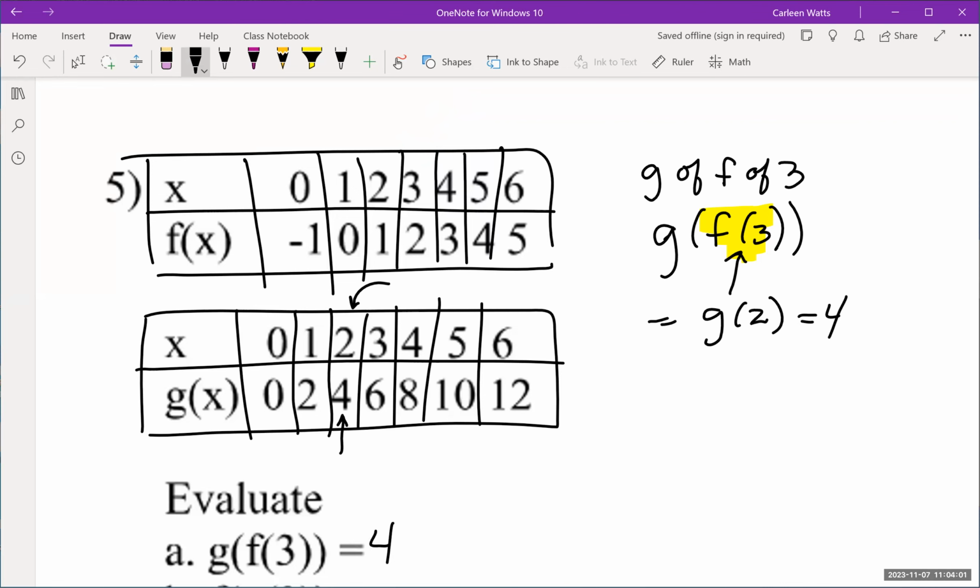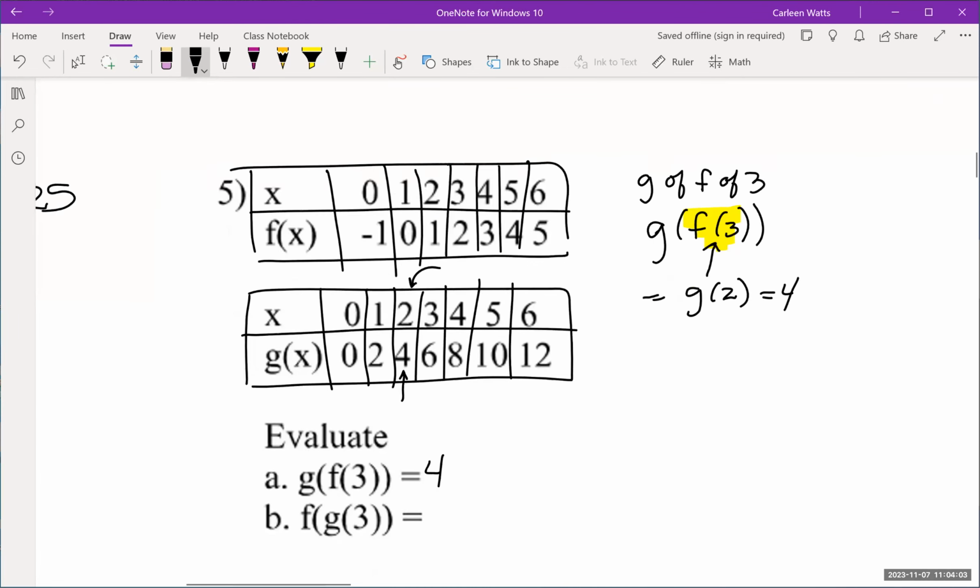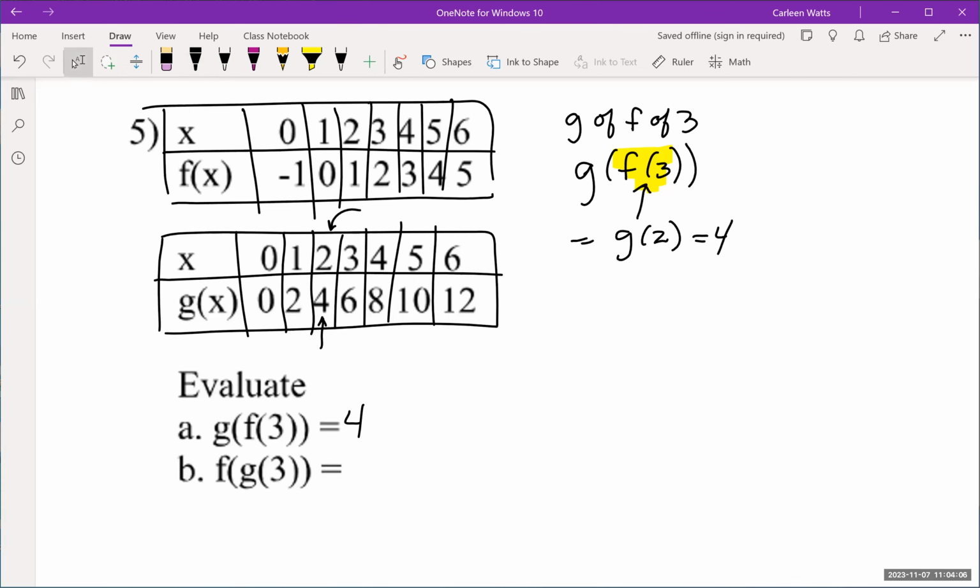Okay, so it's like learning to speak a new language. The math is not that bad. It's just the notation that's crazy. So how about F of G of 3 is the same as F of what? Not the final answer. What's going to go in here? F of G of 3. I take out G of 3 and I replace it with what?